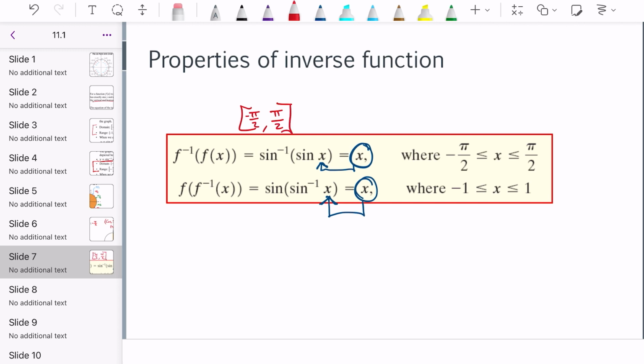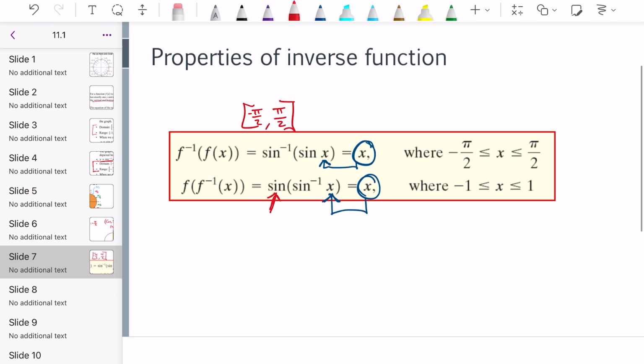And every time that we are working with the sine on the outside, our range would be from -1 to +1. This is extremely important because it will tell you whether you are going to be inside of the range or outside of the range.